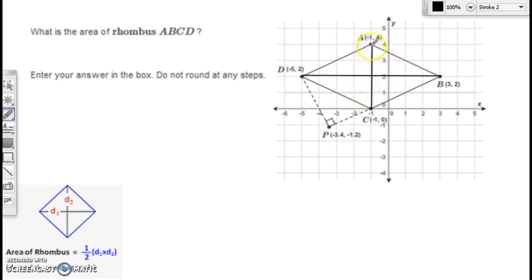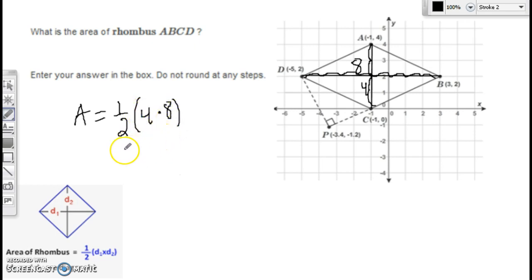And thankfully these follow the grid, so we can just count them. So this one's 4 units long. This one is 8 units long. And so we can go straight to our area formula. 1/2 of diagonal 1 times diagonal 2. 4 times 8 is 32. Half of 32 is 16. So this would be 16 units squared.